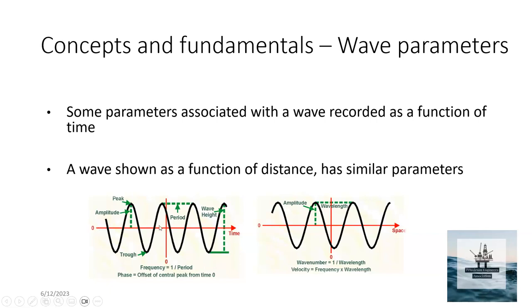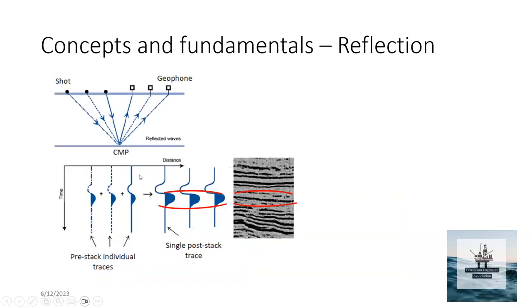this is the time axis here. If you transpose it to a vertical position, the wave will be like this. This is the trough and this is the peak. How do we gain this trough and this peak? That's what we are going to explain now.